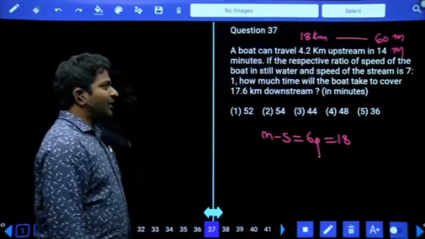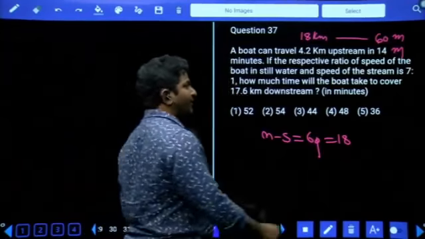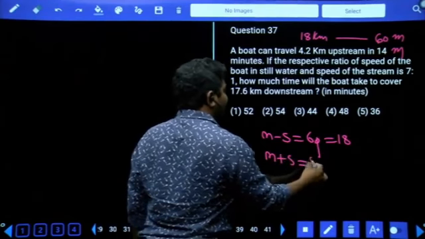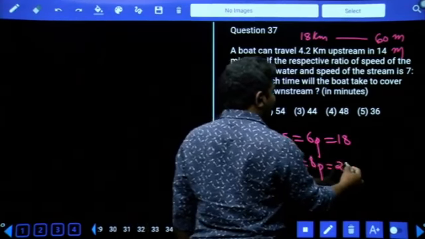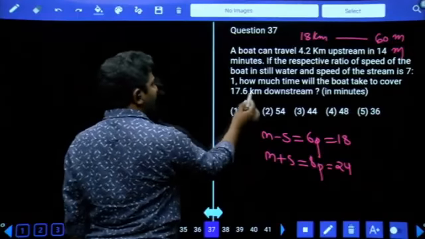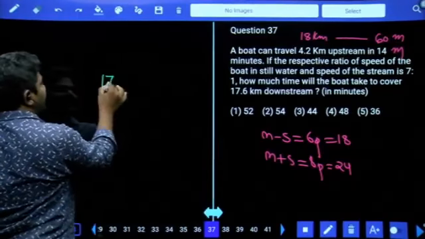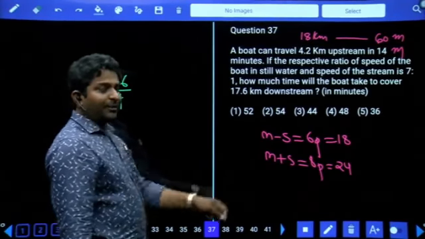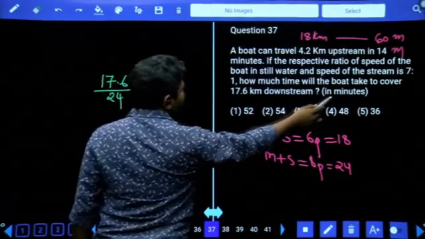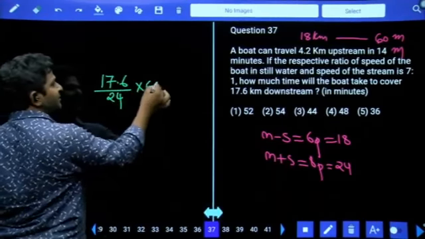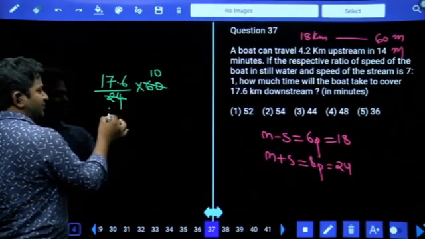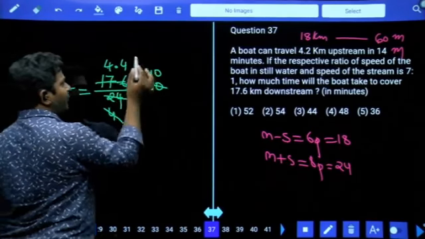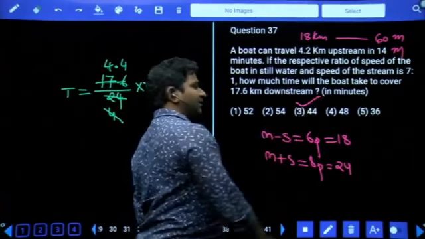How much time will the boat take to cover 17.6 kilometers downstream? Downstream in the sense 7 plus 1, that is equal to 8 parts. 6 parts is 18, so 1 part is 3, and 8 parts is 24. Now we were asked to calculate the time to cover 17.6 kilometers. That means 17.6 divided by 24 kilometers per hour. But we were asked to calculate the answer in terms of minutes, into 60. So time t is equal to 4.4 into 10, that is equal to 44 minutes. Third option is our answer.